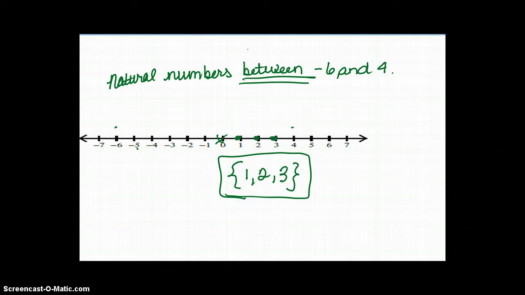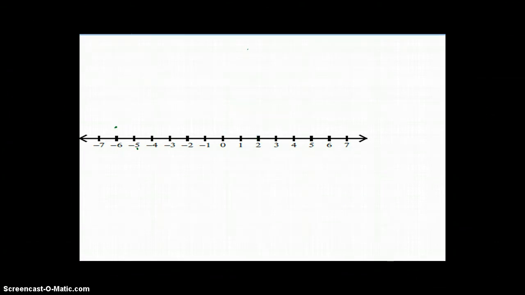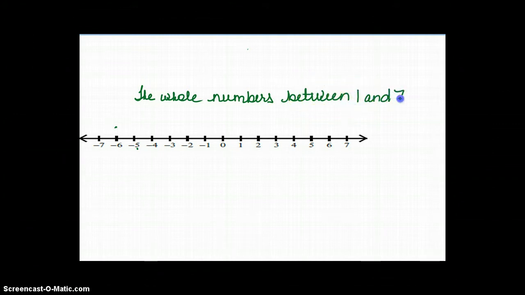Let's do another one of these using whole numbers. So for this next one, we're going to talk about the whole numbers. So let's say the whole numbers between 1 and 7. We're going to add a word here, inclusive. And inclusive means to include. You can kind of see that in the prefix.